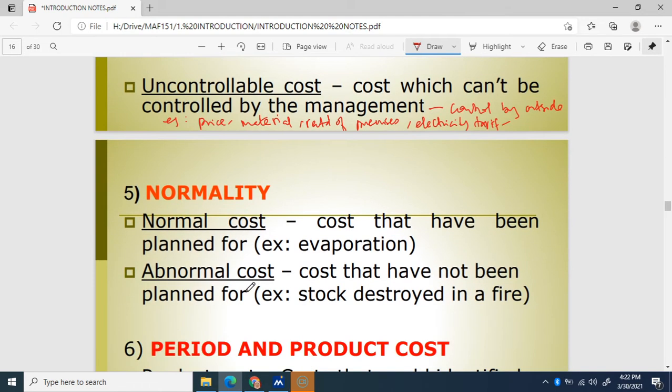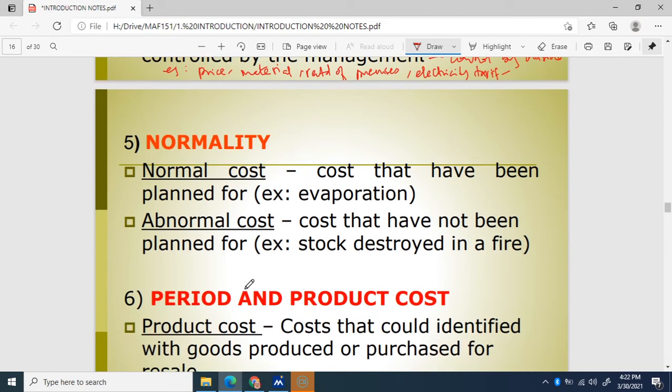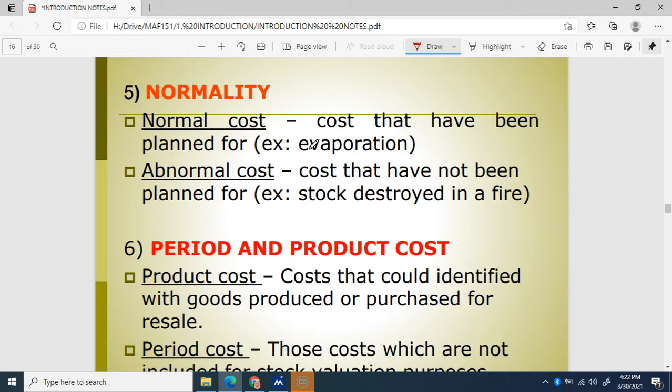The next one is normality. Costs can be classified as normal cost and abnormal cost. Normal cost means costs that have been planned for, that you know will be incurred. An example is evaporation, if your production is to produce drinks.